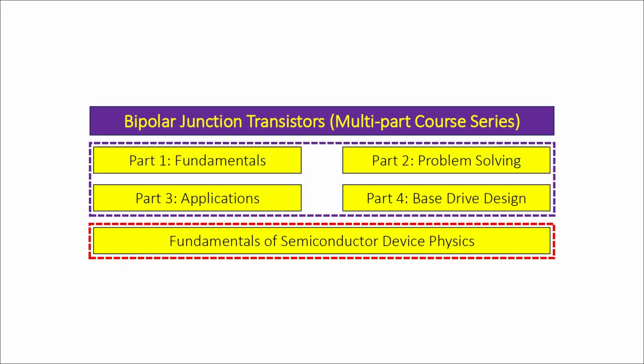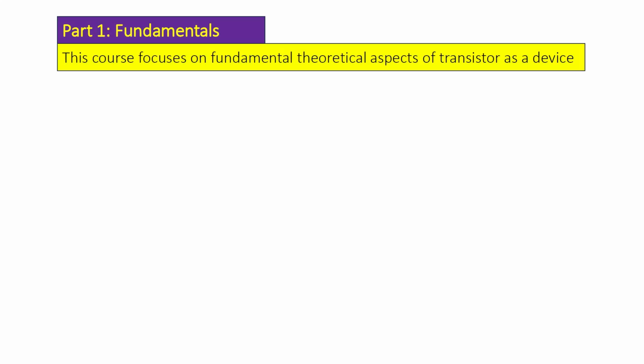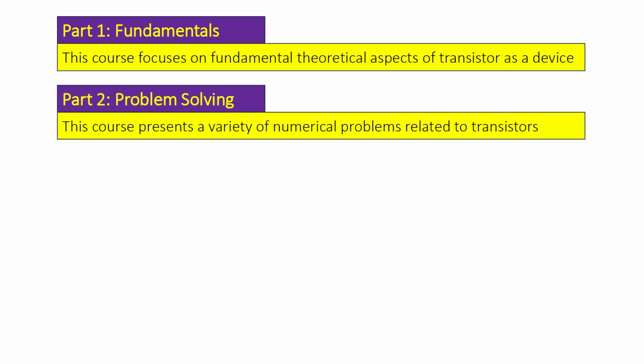This transistor course series consists of 4 main parts and 1 associated course. The first part of the series is this current course titled Bipolar Junction Transistors Part 1 Fundamentals. As the name suggests, this course focuses on the theoretical aspects of the transistor as a device. To reinforce your learnings, Part 2 of this course series, titled Bipolar Junction Transistors Part 2 Problem Solving, presents various problems related to transistor operation and its common applications. This helps students correlate and reinforce the theoretical knowledge gained in Part 1.